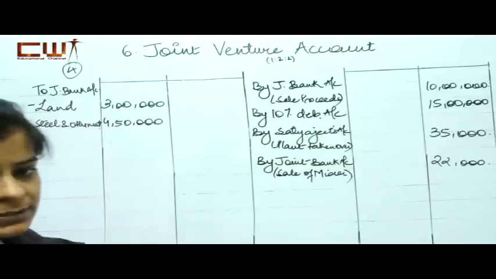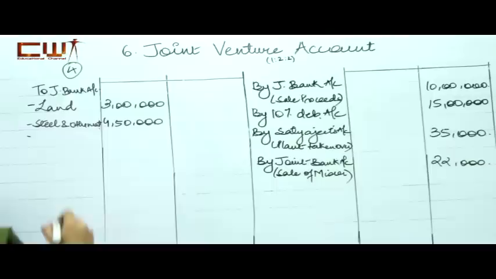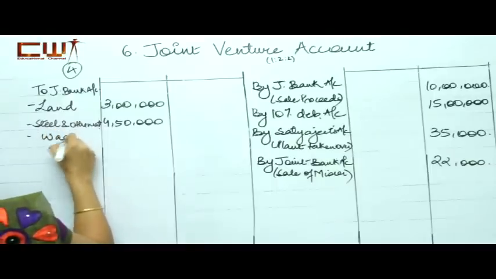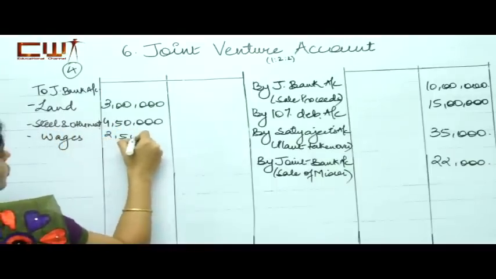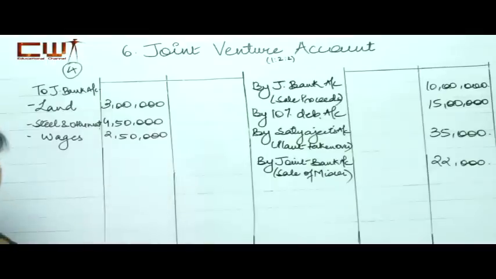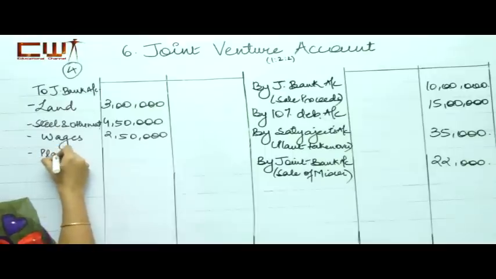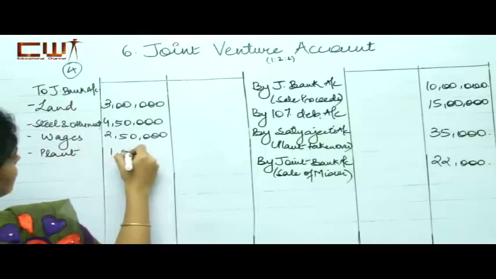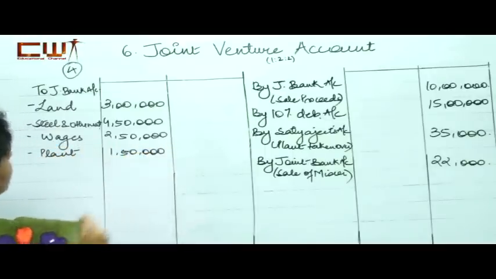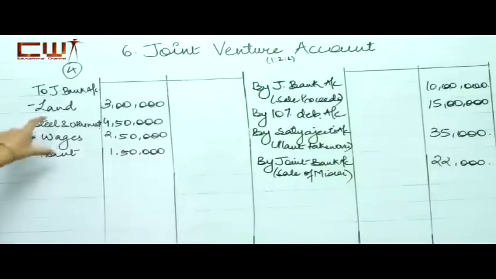Next, you have wages and plant. How much wages have you paid? 2,50,000 is the wages. Next is plant, 1,50,000. So don't mention it separately. Mention it under the one head, joint bank account.